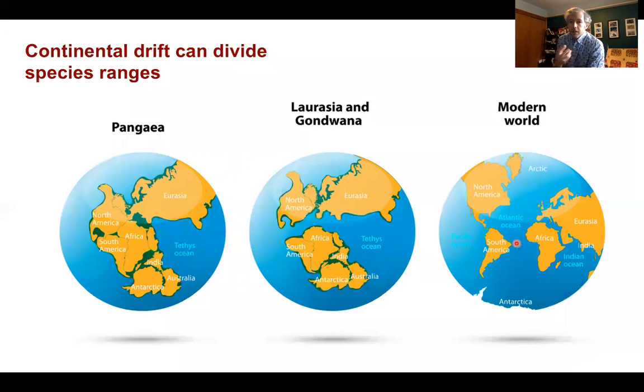Now, one thing that we want to touch on, we talked a little bit there about the continents moving around on the planet. Well, this continental drift can divide species ranges. Bearing in mind, the movement of these continental plates, we're talking hundreds of millions of years in terms of amount of time. But there were species living on those plates, and some of the descendants of some of those species are alive today.